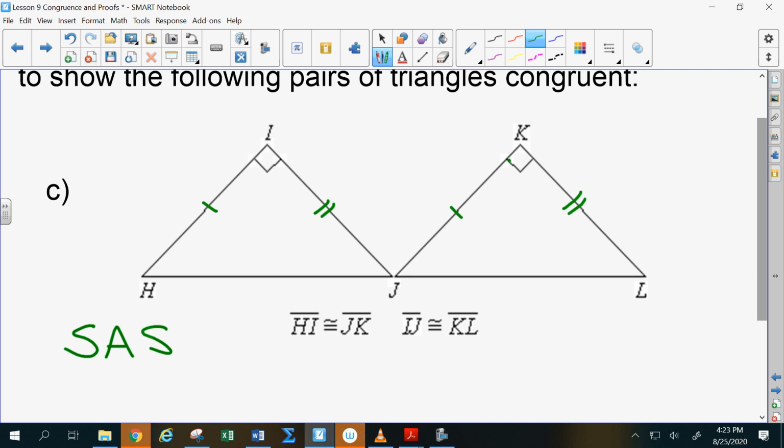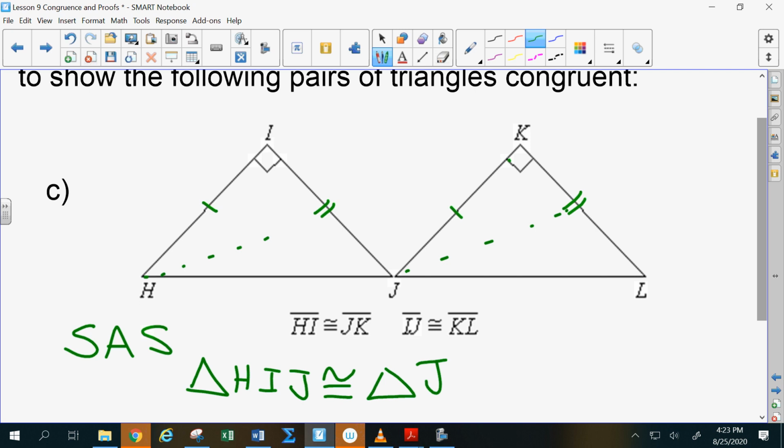If I write my congruency statement, triangle HIJ is congruent to triangle, and now I need to be careful. H is across from two tick marks. J is across from two tick marks. I is the right angle. K is the right angle. J is across from one tick mark, and L is across from one tick mark. So there is my congruency statement for this particular set of triangles.